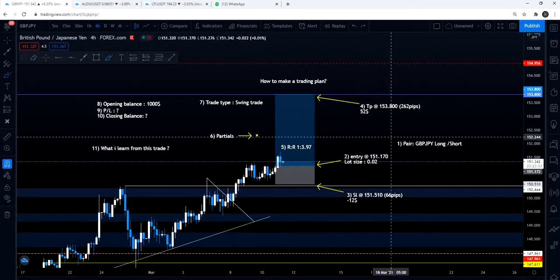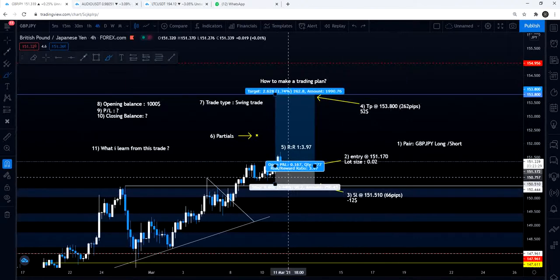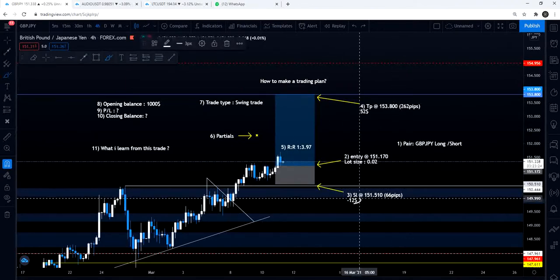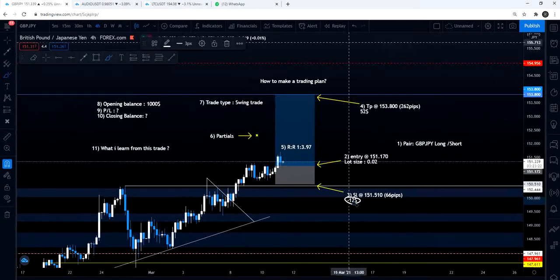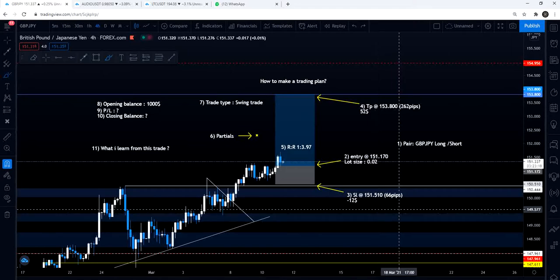Okay. Next, we have to focus on the stop loss. Here you can see that I have a 66 pips stop loss. That means if my stop loss is going to get hit, I am going to lose $12. That means 1.2% of my account balance.